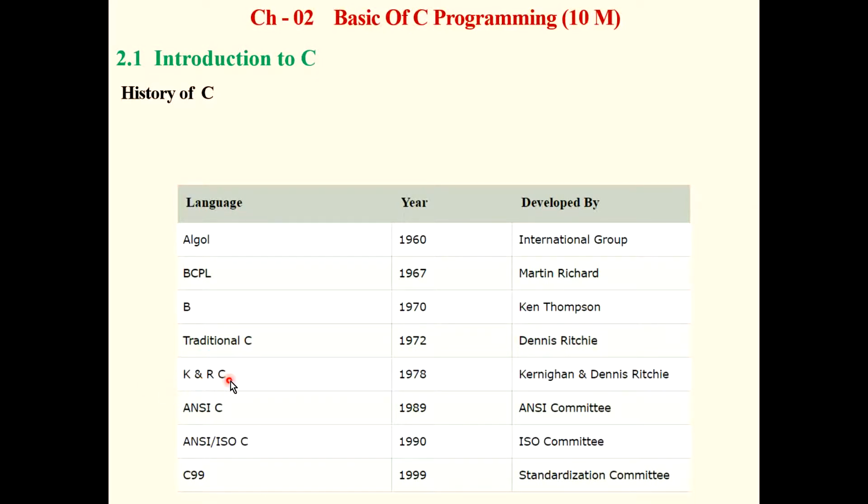Okay, then K and R C in 1978, Kernighan and Dennis Ritchie, and ANSI C in 1989, ANSI committee, and ISO C in 1999, ISO committee, C99. Okay, standardization committee. So this is general information about the development of the language.